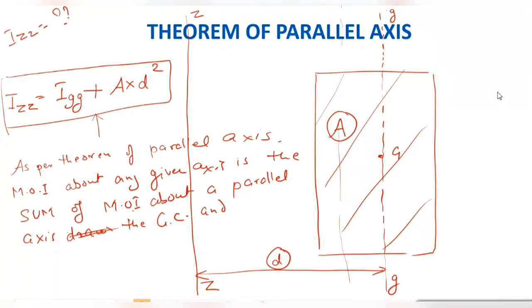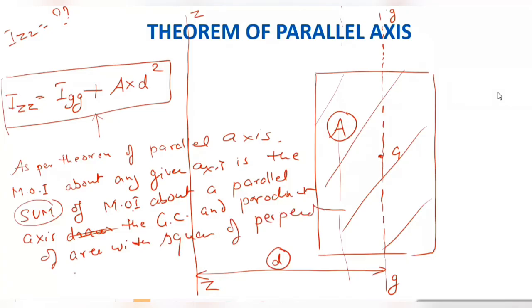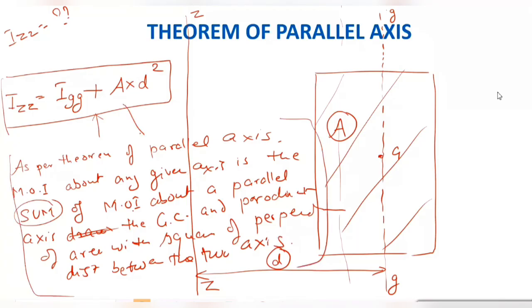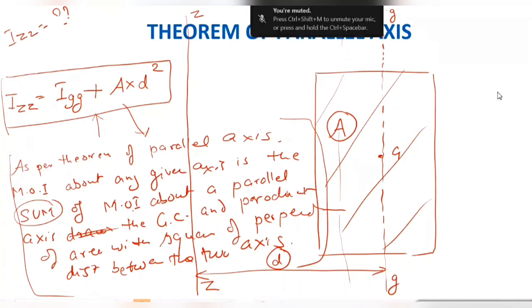and, why "and"? Because we are saying sum of what? One is the MOI about a parallel axis through the GC, and what? And the product of area with the square of the perpendicular distance between the two axes. Guys, I've done nothing. I've just given words to this expression. That's all. You can give your own words, no issues, as long as technically you don't alter the meaning of the thing. So, is the theorem of parallel axis clear to everybody?